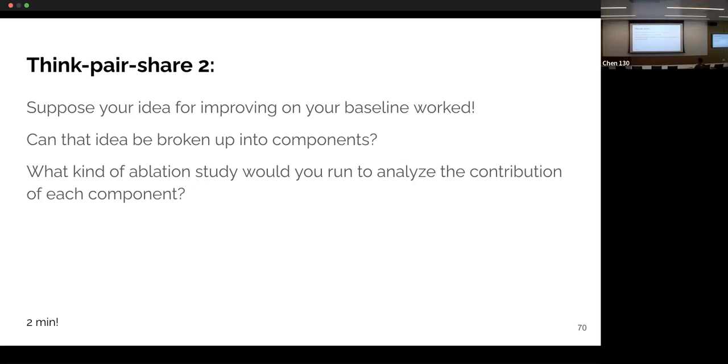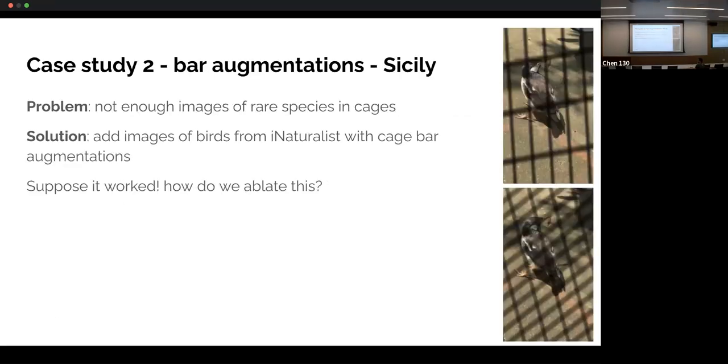Okay, we don't really have time to go over the patient studies, so I'm just going to continue. Just to get back to Cicely's idea of bar augmentations: how would you ablate this? Cicely, how would you ablate this?